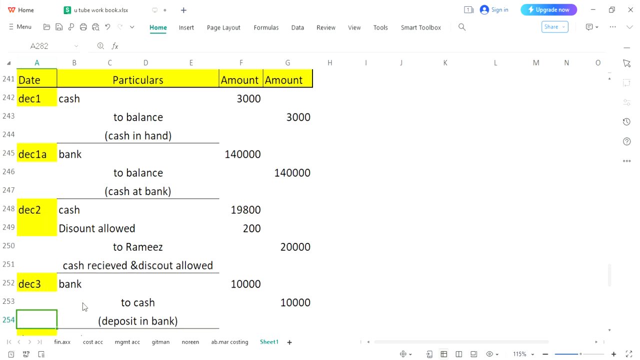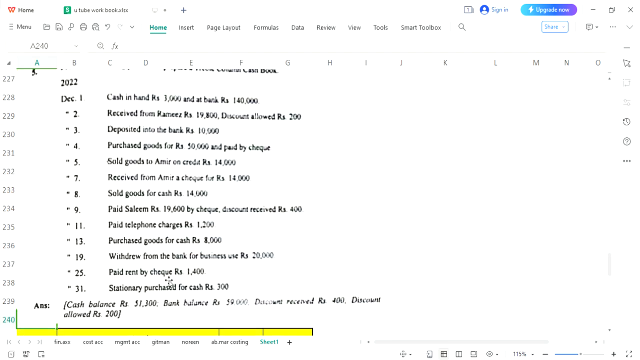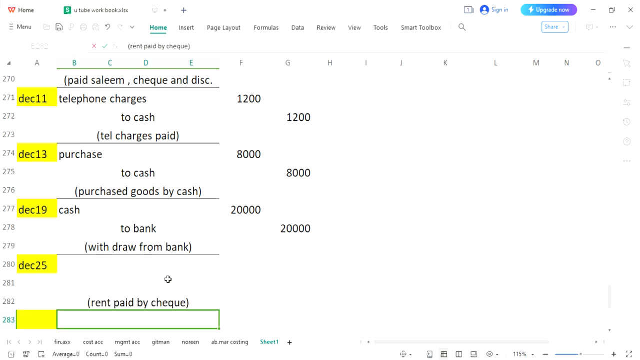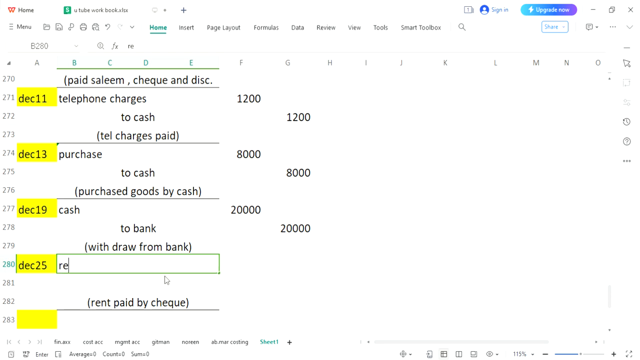Now December 25 is your next target. Let's see what December 25 is saying. Paid rent by check. Let's mention rent paid by check. When you pay rent, it is your expense because you will be paying rent again and again. Rent is your expense. Expenses should be debited. So you will mention rent on the debit side.